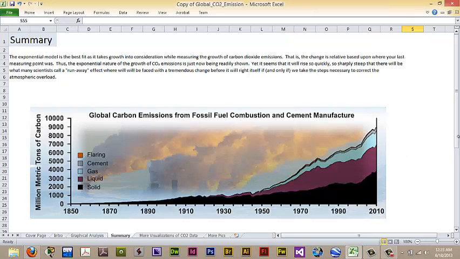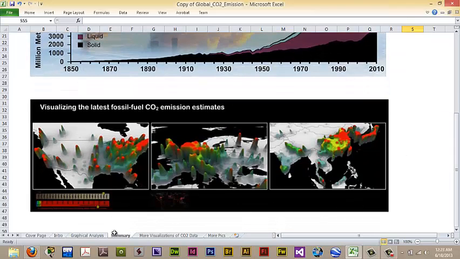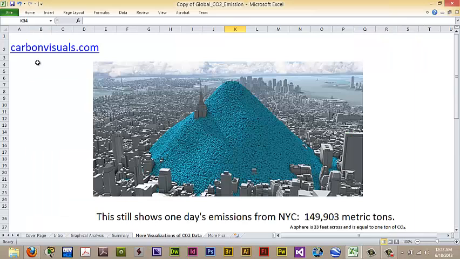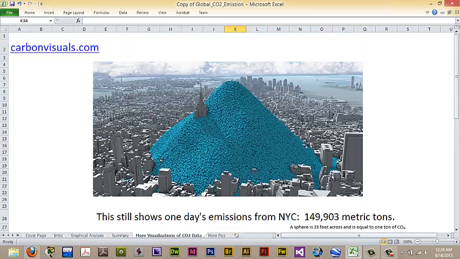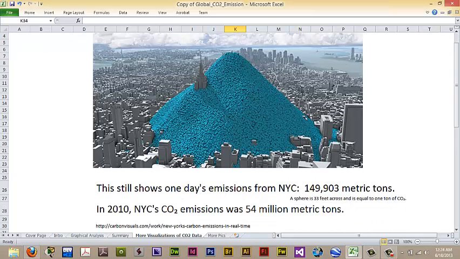These are some graphs I got off of the web, and this is a 3D effect of the different countries emitting carbon. There is another video, and it's on this website called Carbon Visuals. These little round balls, these spheres, represent 1 ton of CO2, and it's 33 feet across. This pile you see here in New York City represents 1,449,903 metric tons of carbon emitted in one day. In 2010, New York City emitted 54 million metric tons.